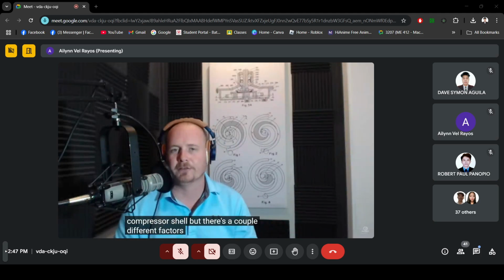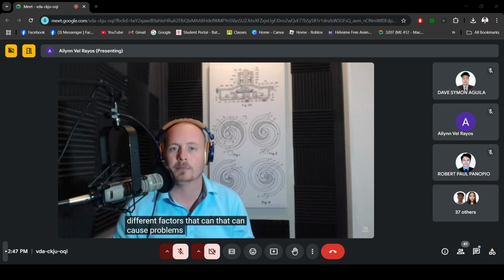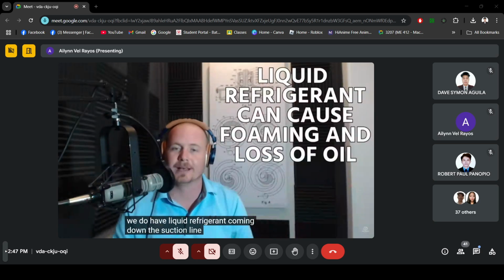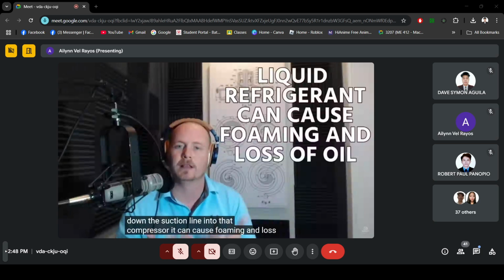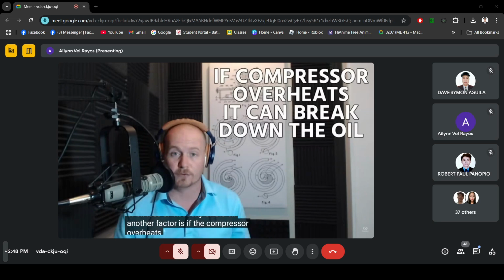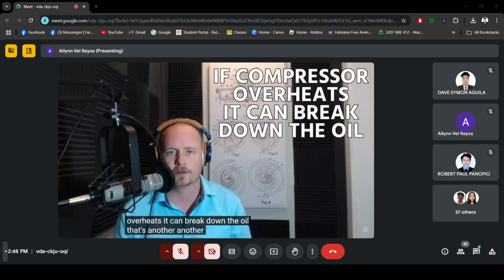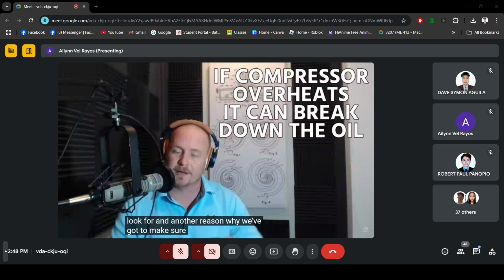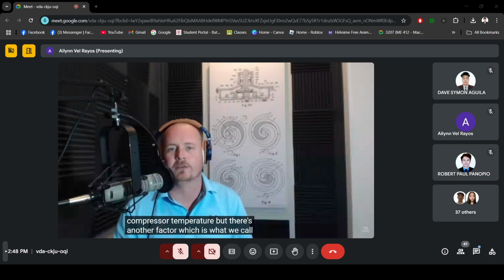But there's a couple different factors that can cause problems with that oil. One is if we do have liquid refrigerant coming down the suction line into that compressor, it can cause foaming and loss of oil, loss of viscosity of the oil. Another factor is if the compressor overheats, it can break down the oil. That's another thing that we look for, and another reason why we've got to make sure to control that compressor temperature. But there's another factor, which is what we call flooded starts.